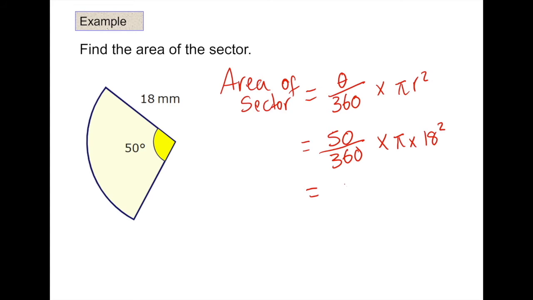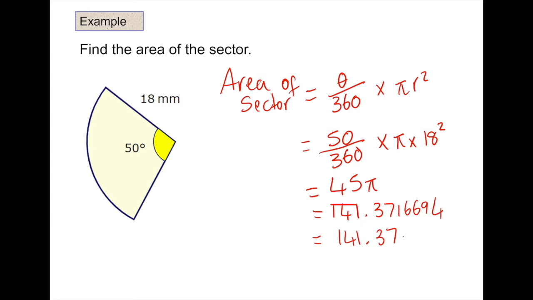Again, type that into your calculator. Your calculator will show 45 pi, which then pressing S to D will give you 141.37166694, which rounding to 2 decimal places is going to be 141.37 millimeters squared. Remember, be careful of the units, to 2 dp.